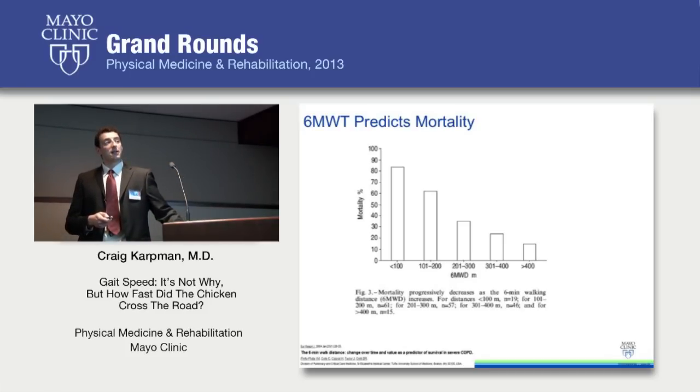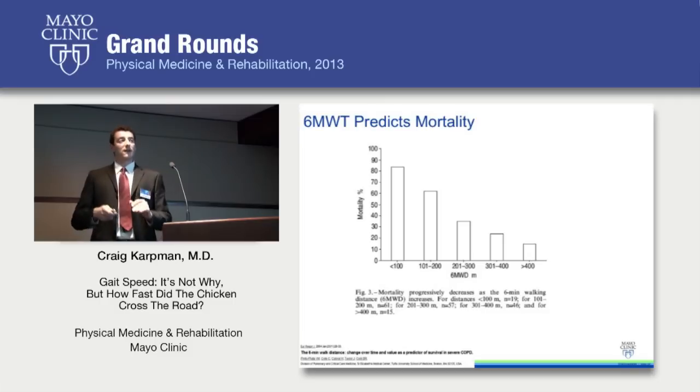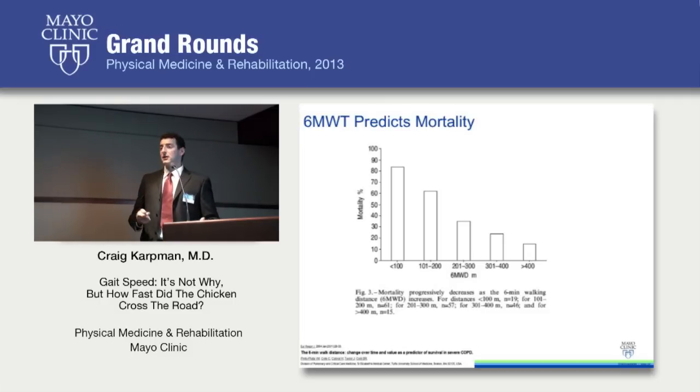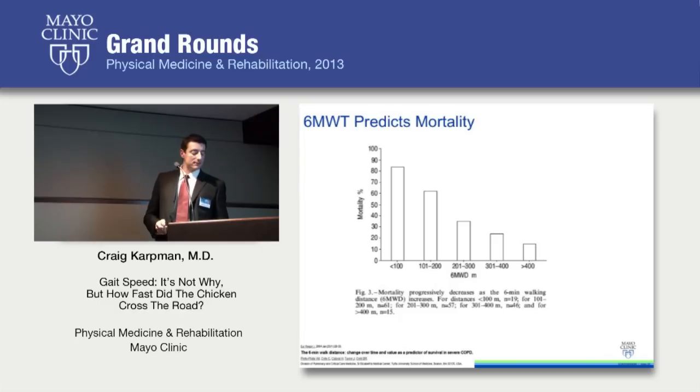Just to give you an idea, a 6-minute walk test where the patient is able to walk 400 meters or greater is considered a good walk, so they don't seem to have a lot of limitation. There are different cutoffs, but once you start getting into 300, especially 200, there is a limitation and an increased chance of mortality, hospitalizations, and several other bad outcomes.